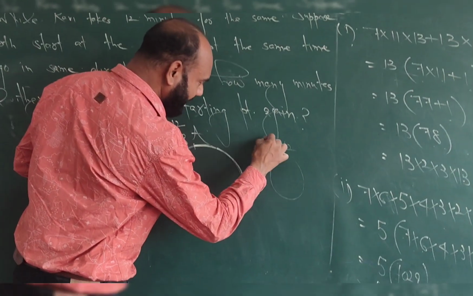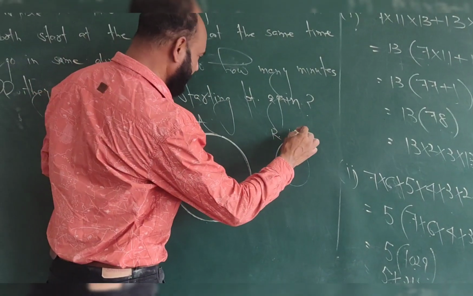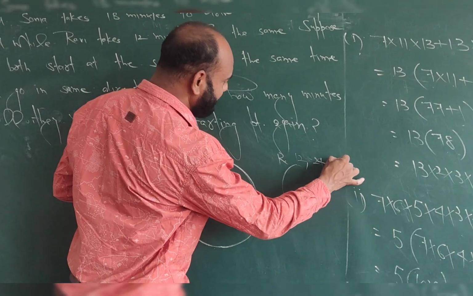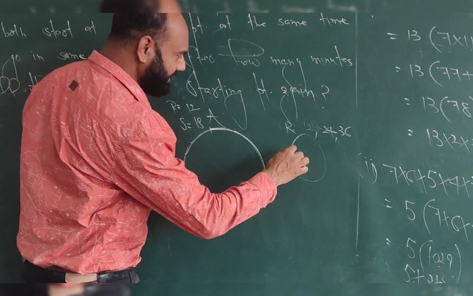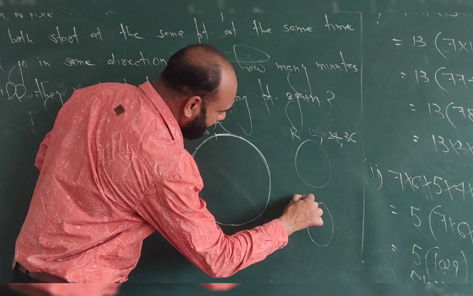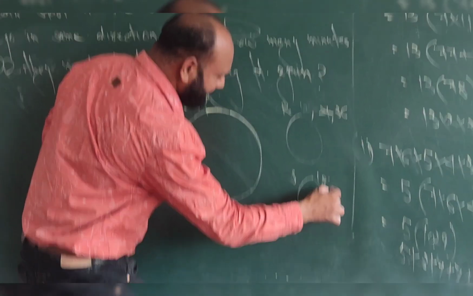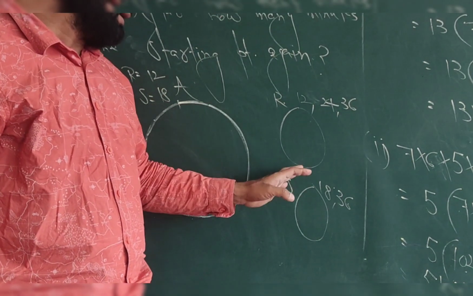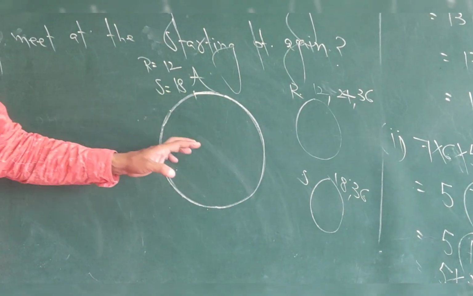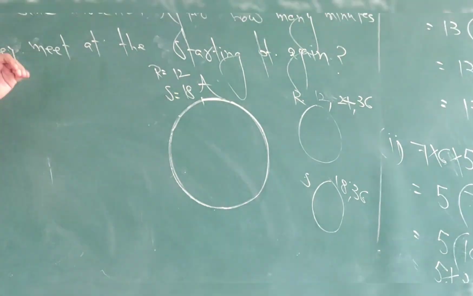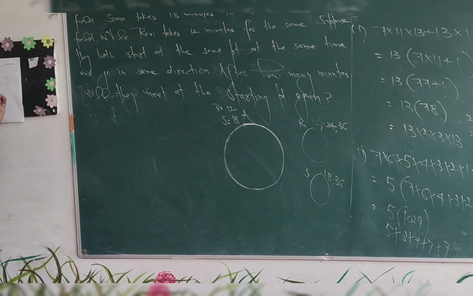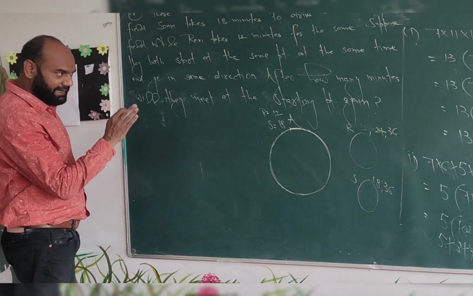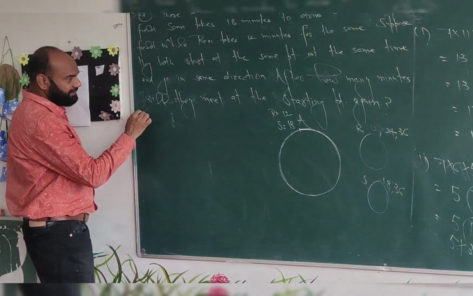Ravi takes one round in 12 minutes and completes the second round in 24 minutes. The third round is complete in 36 minutes. And Sonia completes the first round in 18 minutes and the second round in 36 minutes. So we see here they reach the same point after 36 minutes. And 36 is obtained by the LCM of 12 and 18. So first of all, we find the LCM of 12 and 18.